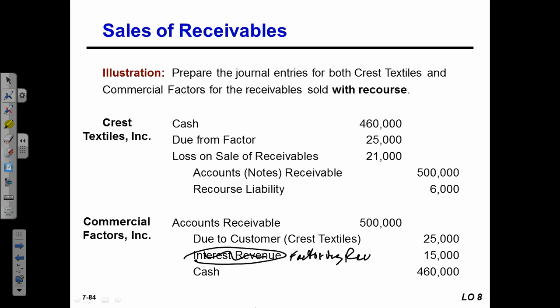But yeah, that'd be factor revenue. Why isn't it interest revenue? They didn't loan any money, right? So it's got to be factor revenue. It can't be interest revenue. Okay, anyway. But you'll see it throughout this chapter. They do it both ways. They really shouldn't. They're not loaning money. Okay, anyway. So you see what changes, guys? Only on Crest, not on commercial factors. Because commercial factors doesn't know about the recourse liability that you added to your loss on receivables. Everybody good? Okay, simple? Okay.